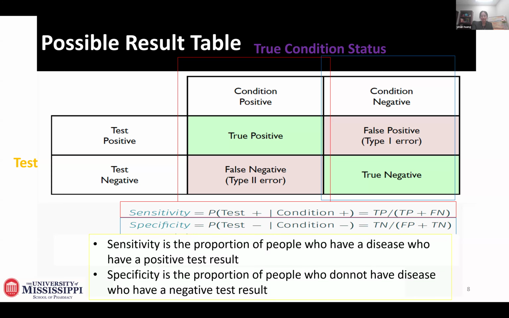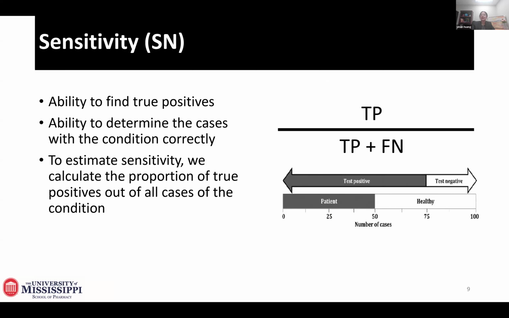As mentioned, sensitivity is the ability to find true positives. It means that among the population with COVID-19, what is the probability of them being tested positive? To calculate sensitivity, we calculate the proportion of true positive out of all cases of true positive plus false negative. The denominator is the entire population actually having the disease.